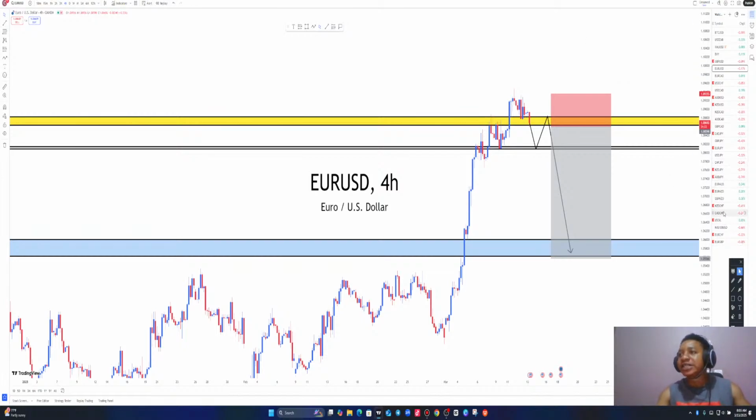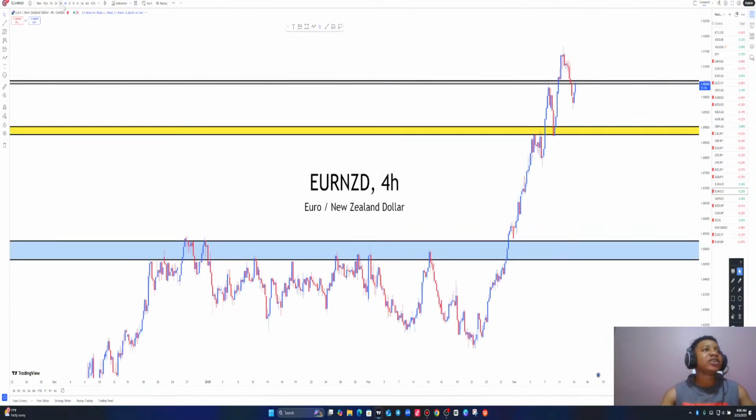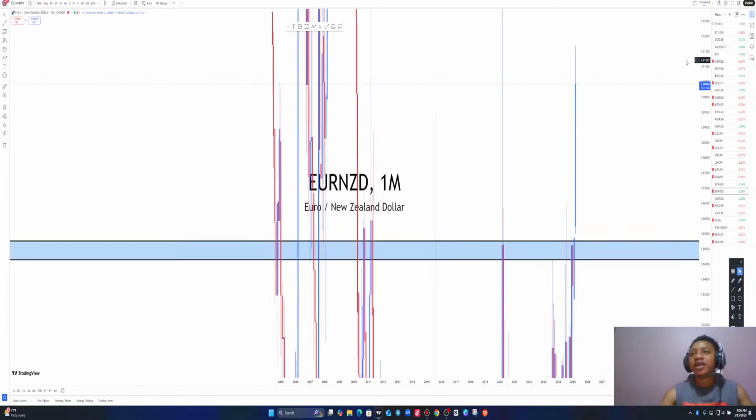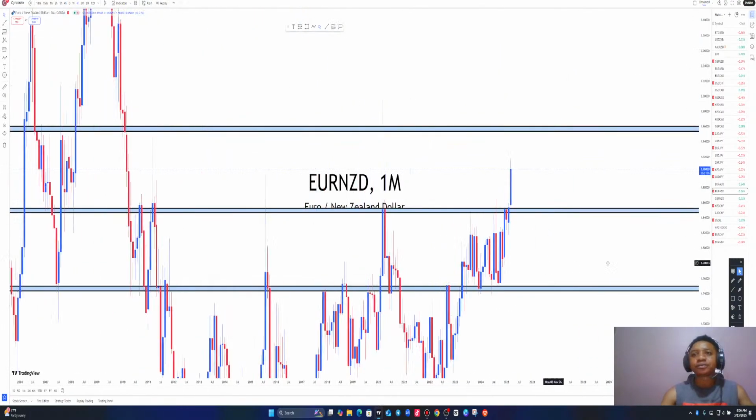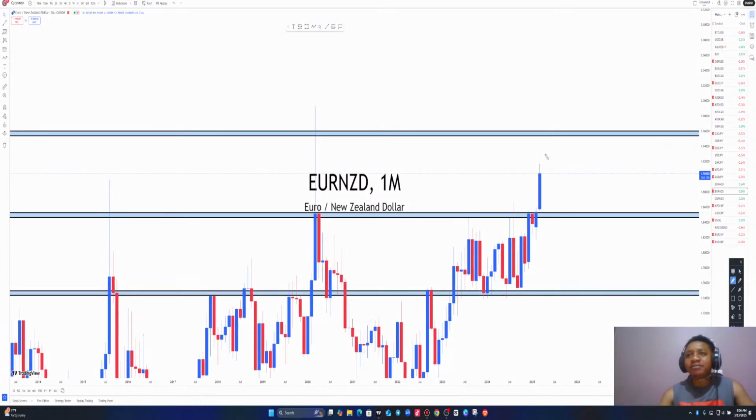I'll analyze EUR NZD. So what is happening on EUR NZD? Let's take it all the way to the monthly time frame and then begin from the monthly. Okay, so this is the EUR NZD on the monthly time frame. We have the monthly upper zone, the mid-range zone, and then the lower zone.